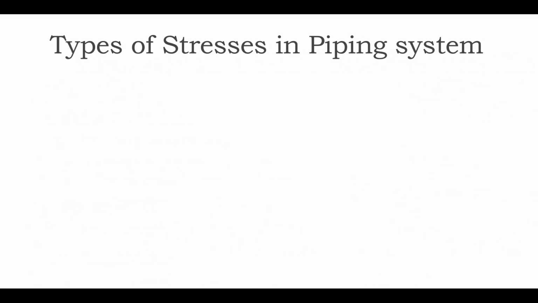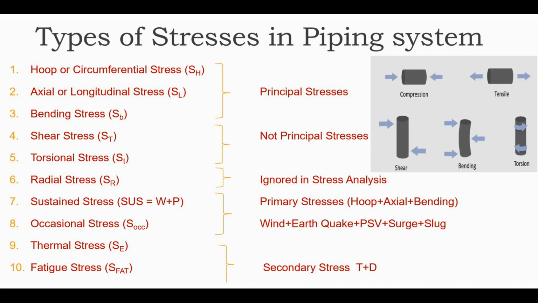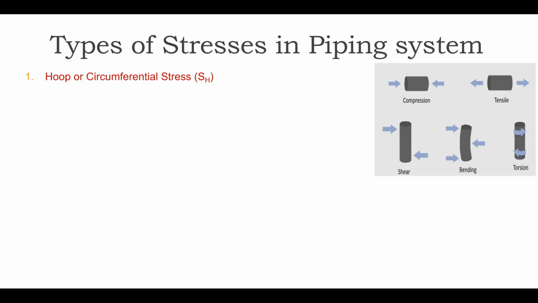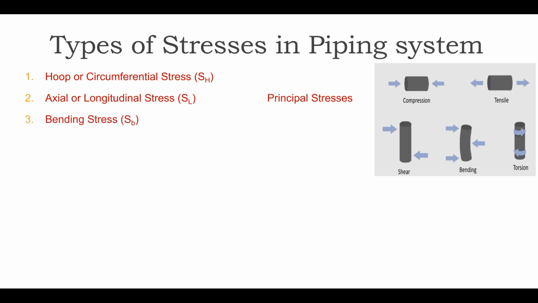Types of stresses in piping system. The piping system experiences a total of 10 types of stresses throughout its life. As you can see here, compressive, tensile, shear and bending stresses or torsional stresses in this picture. So let's discuss one by one. The first one is hoop or circumferential stress, which is normally indicated with SH. The second one is axial or longitudinal stress, which is indicated with the symbol SL. Third, bending stress, which is normally indicated with SB.